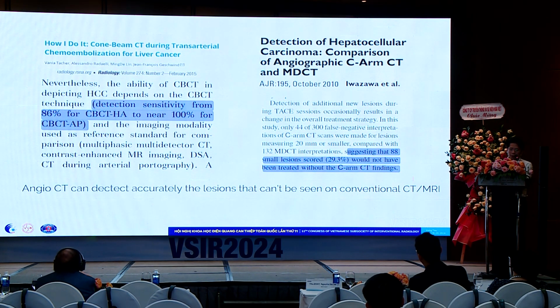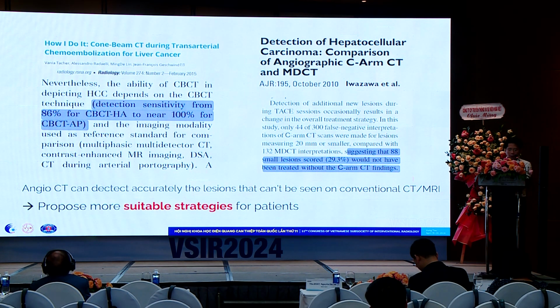Many studies show that angio-CT and CT during the intervention can detect disease more accurately than conventional CT and MRI. Especially CTAP may have a sensitivity of nearly 100%. And in this research by Iwasawa, he said that nearly 30% of lesions cannot be treated without CT scan findings. So angio-CT can accurately detect lesions that cannot be seen on conventional CT or MRI, so it proposes more suitable treatment for patients.